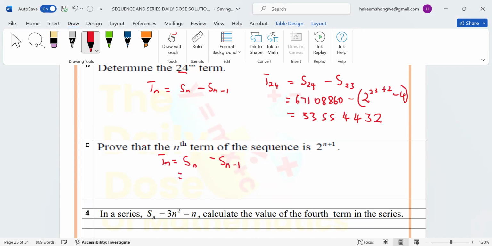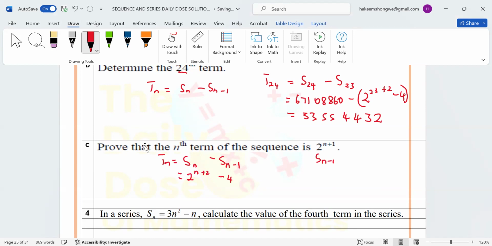It means you go to that formula and say, but I have Sn. I know what Sn is. Sn is given as 2 to the power of n plus 2 minus 4. That is Sn. What is it that I don't have? I don't have Sn minus 1. I do have Sn, but I don't have Sn minus 1. So let's go and look for Sn minus 1.